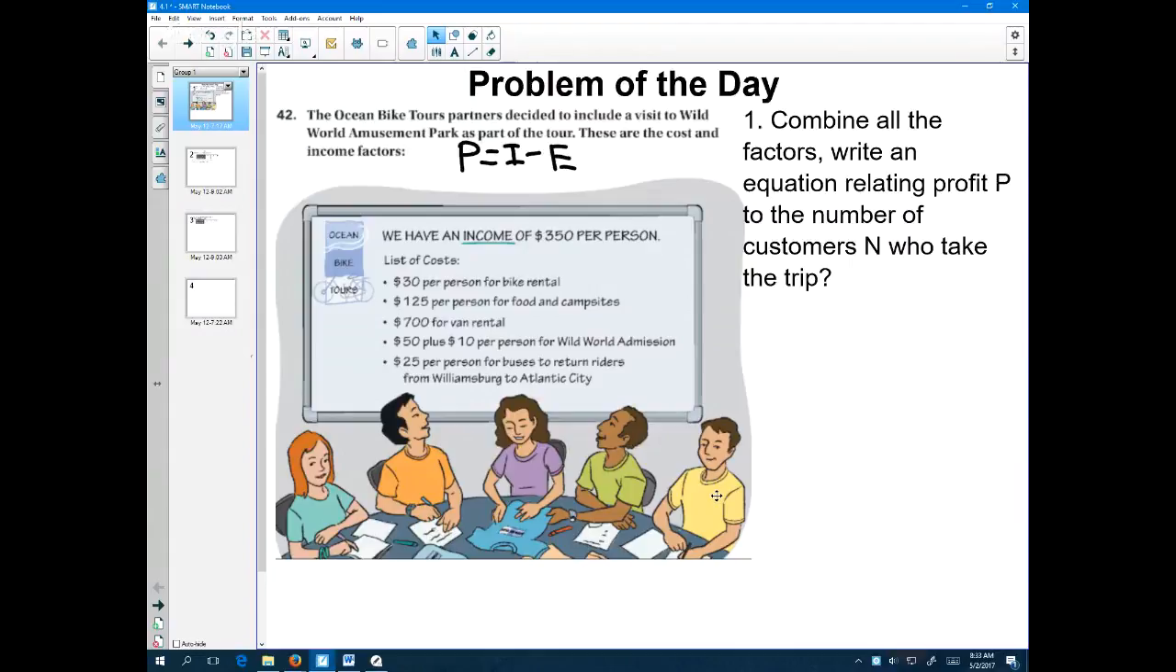Mason, notebook. Number of customers times I equals P. Can it be all like N times I equals P? Figure it out. Well, that's my equation. All you should be able to do is right now.